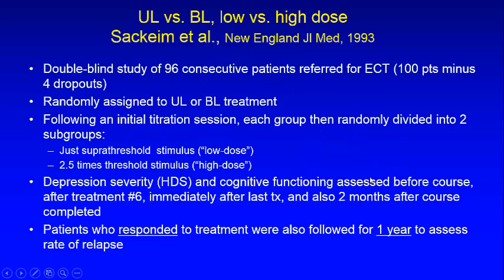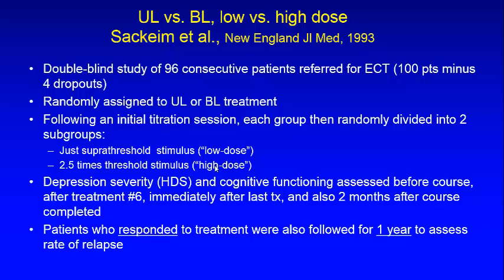So in this Sackheim study, it was a double-blind study. There were 100 patients, but 4 dropped out. So you've got 96 consecutive patients randomly assigned to unilateral or bilateral placement. Following the initial titration session, you divide them into 2 subgroups, the low dose and the high dose.